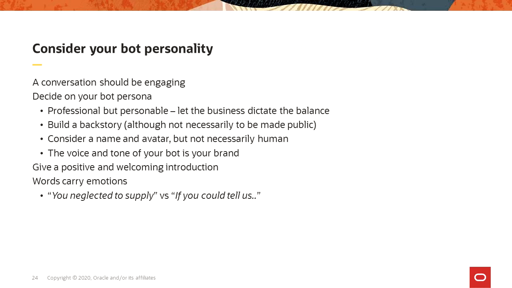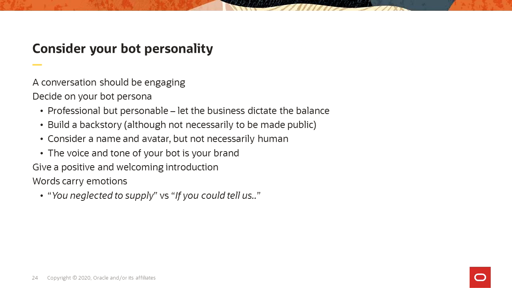So think about that bot persona and the words you're using. I'll talk about this a little later: no one sets out to deliberately upset your customers or users, but there are simple mistakes with words, things like "you neglected to supply" versus "if you could tell me" or "if you could tell us." In one case, it's putting the fault or the blame on the customer. You neglected to supply. It's your fault you didn't give that. Whereas we could have something a little bit more apologetic, saying, if you could tell us the order number, for example. It smooths the conversation much more.